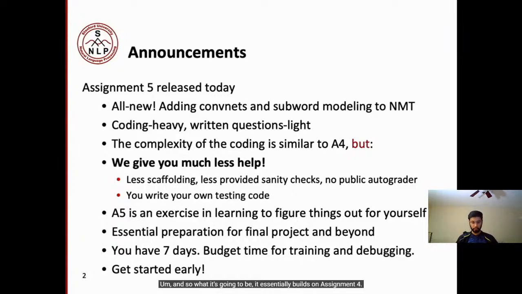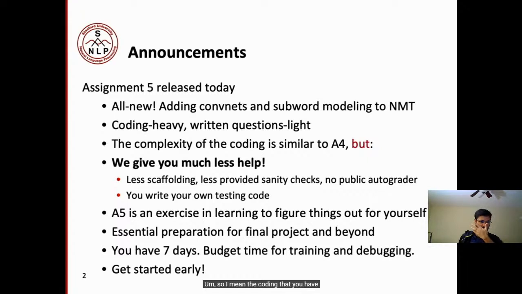And so what it's going to be, it essentially builds on assignment 4, though it's okay if you didn't do perfectly in assignment 4, though I think actually most people did. And what we're going to be doing is adding convolutional neural networks and subword modeling to the neural machine translation system, seeking to make it better. So this assignment is coding heavy, written questions light.